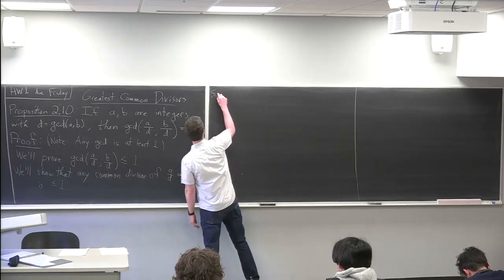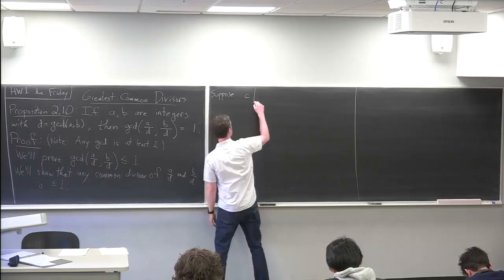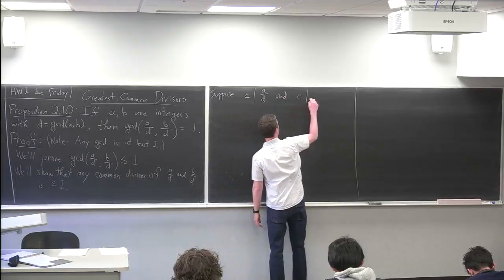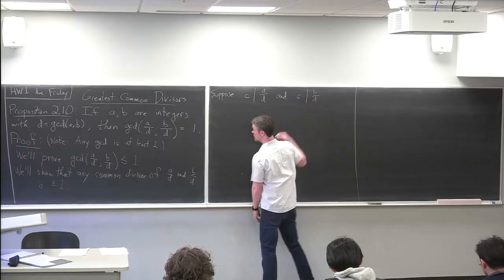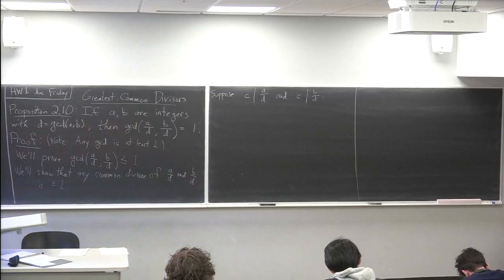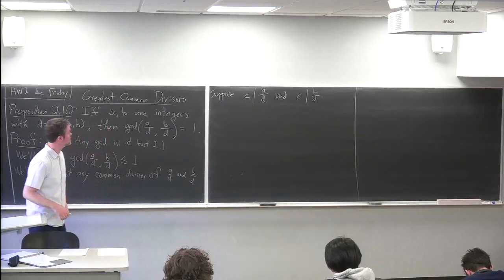So let's suppose then we've got a common divisor. So suppose C divides A over D and C divides B over D. And so that is saying C is a common divisor of those two integers. Okay, and so let's run with that. Right, so what does that tell us?